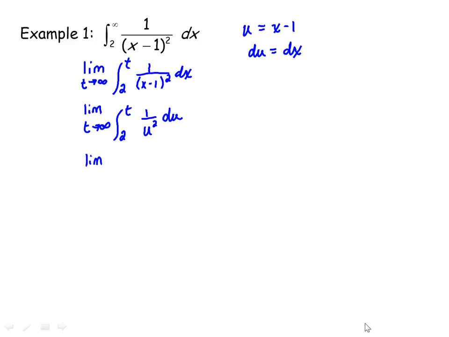Okay, let's keep going with Cal 1 stuff. How am I going to integrate 1 over u squared? I can't integrate a quotient. Very good. Well, what is the antiderivative? What is the antiderivative of u to the negative 2?